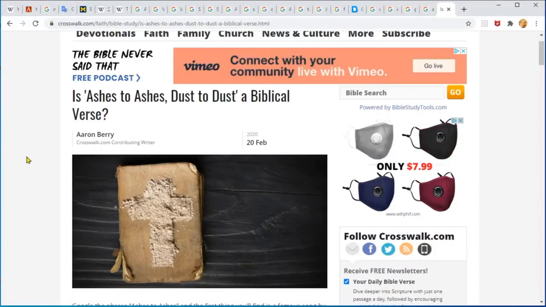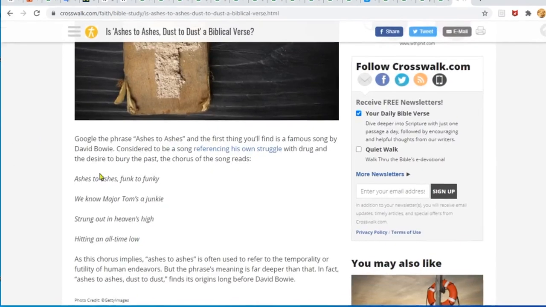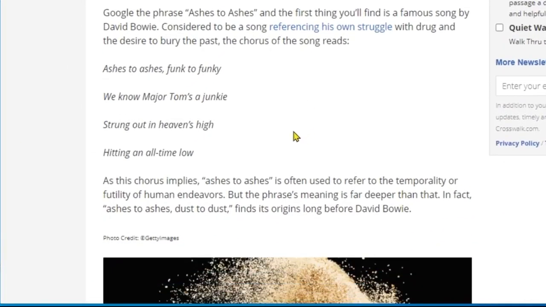So if you've ever been to a Catholic Mass, you've definitely heard ashes to ashes and dust to dust. And you wonder, where is that in the Bible? I've never read that anywhere. And I know I haven't been in a Catholic church in over 40 years, 45 years, but I know I heard it every time. And they say, well, it's not in the Bible.